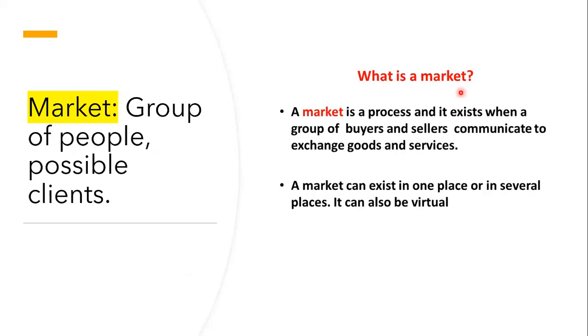On the right, we have a definition I took from internet and says that a market is a process and it exists when a group of buyers and sellers communicate to exchange goods and services. Do you see here the word place? No, right? It uses process. They say it's a process. Okay, but what is more important is that it's a group of buyers and sellers communicating and exchanging goods and services. Last class, we studied what goods and services are.